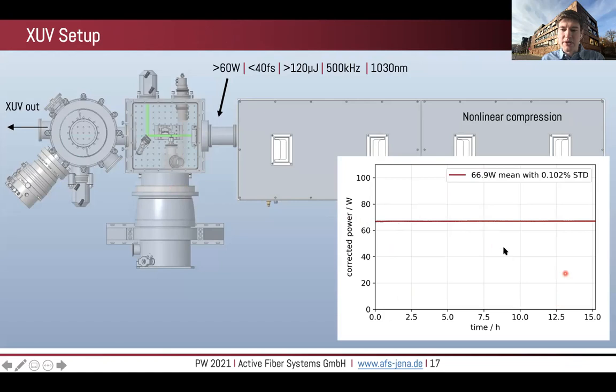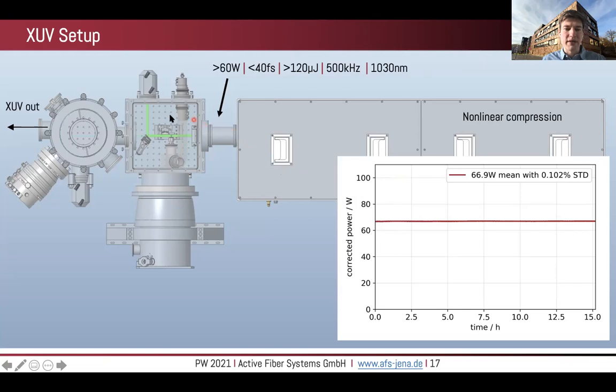So this system is combined with a nonlinear compression setup. The laser system is placed here. Then the pulses of this 100 watt laser are sent into this nonlinear compression unit, where we have more than 60 watt, less than 40 femtosecond pulses with more than 120 microjoule of pulse energy. And you see that this output is extremely stable. This is a measurement done at the customer side, which shows an excellent average power stability of only about 0.1% RMS fluctuations.